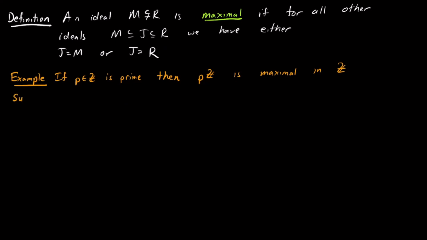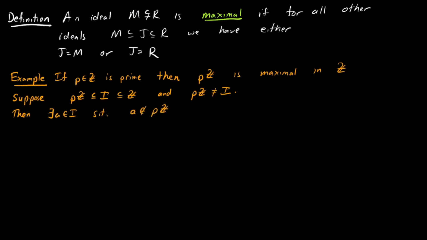So I'll suppose that I have some sort of ideal I that lives between PZ and Z, right? And I'll assume that PZ is not equal to I. So now my goal is to show that I has to equal Z. Okay, so what does that tell me? Well, then I know that there exists some element A in I such that A is not an element of PZ, right? I have that I is strictly larger than PZ. So PZ is a proper subset of I. So that means there's something in I that's not in PZ.